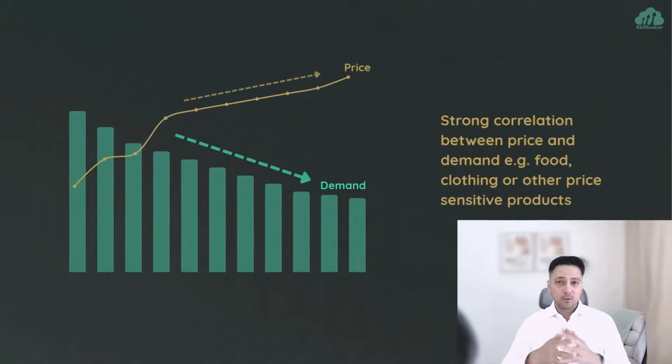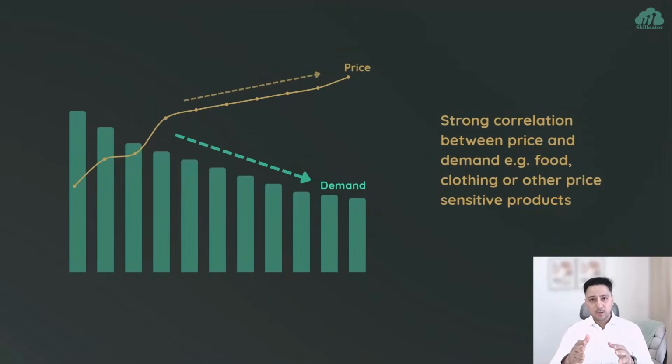In some categories, the answer is clearly a yes. For price-sensitive products like clothing, sweets, general food products, changes in price often lead to noticeable changes in demand. If you look at this chart, you'll see a clear pattern. When price goes down, volume goes up, and vice versa. In this case, price has a strong explanatory power.